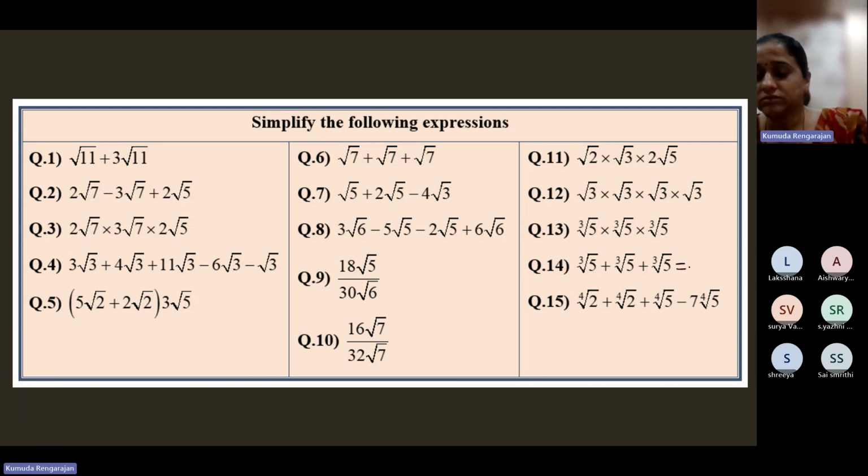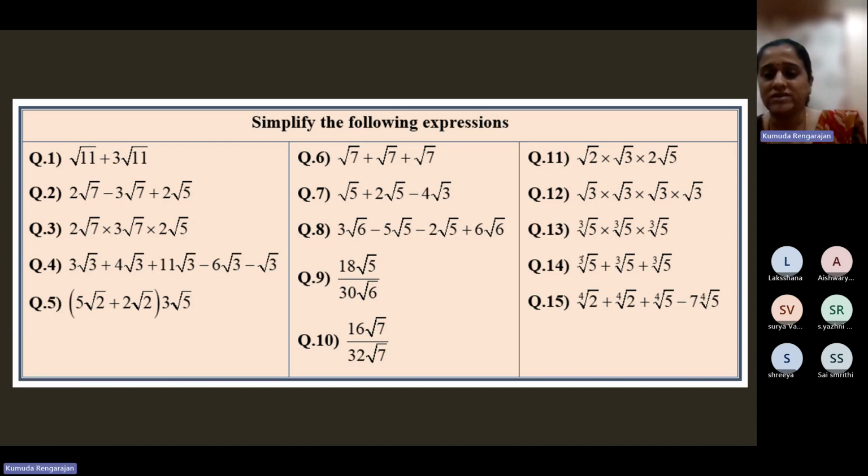What about this one? Anyone can answer? What's the answer for the 14th one? Cube root of 5. 3 cube root of 5. Correct. 3 cube root of 5. It's like 1 cube root of 5 plus 1 cube root of 5 plus 1 cube root of 5. So 1 plus 1, 2, 2 plus 1, 3. 3 cube root of 5.